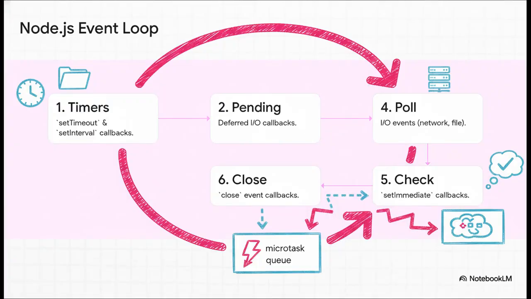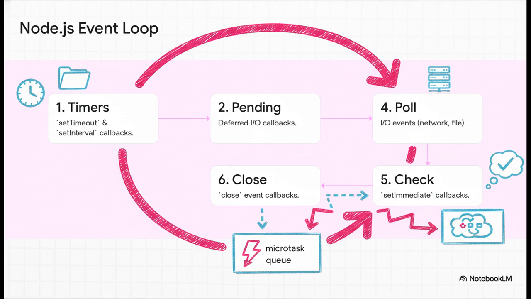It's actually a cycle with these distinct phases, and each phase has its own little queue of macro tasks. It kicks off with the timers phase. That's where our setTimeout and setInterval callbacks get handled. It moves through a couple of internal phases before hitting the big one, the poll phase, which is the heart of I/O. Then you've got the check phase for setImmediate callbacks, and so on.